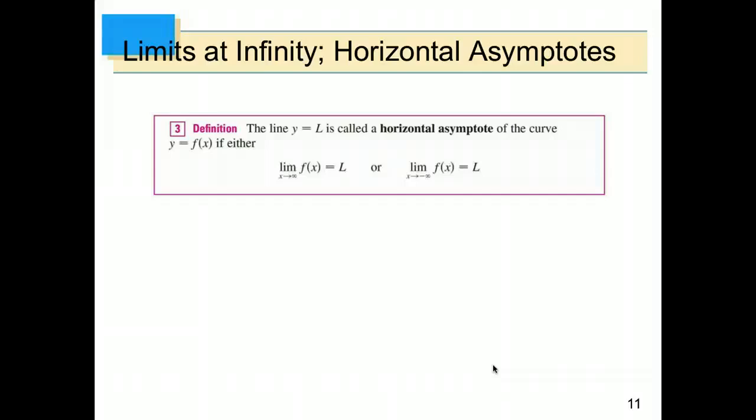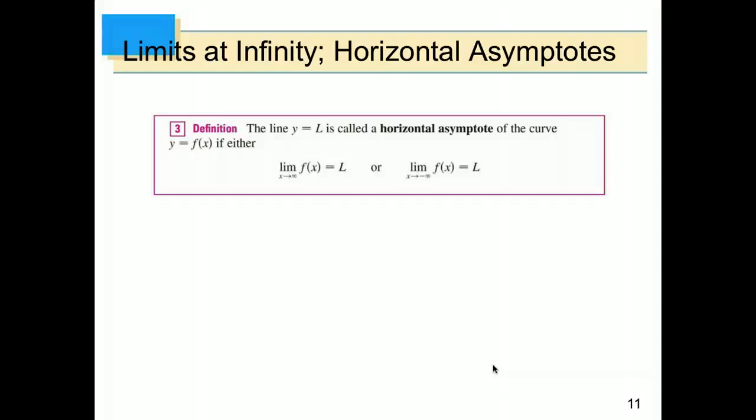So, this gives us our formal definition of a horizontal asymptote. We can say that the line y equal L is called a horizontal asymptote of the curve y equal f of x if either one of these things happen. Either the limit as x approaches infinity of f of x is L, or the limit as x approaches negative infinity of f of x equal L. So if one of those things happen, we know that y equal L is a horizontal asymptote.